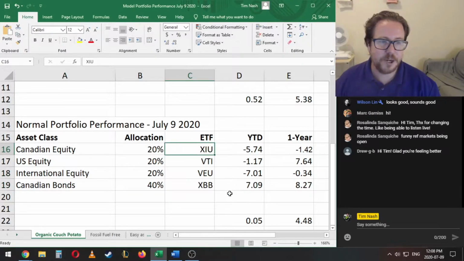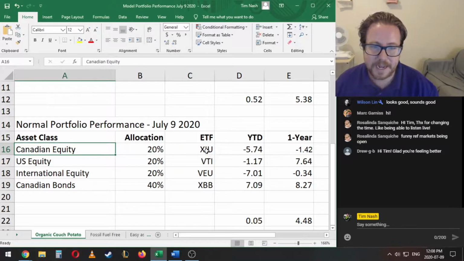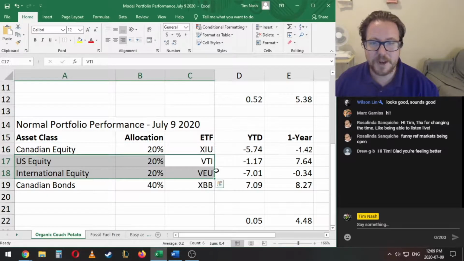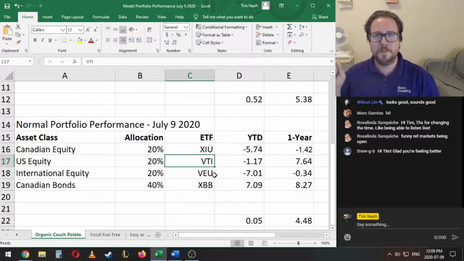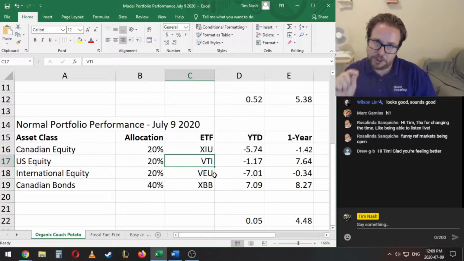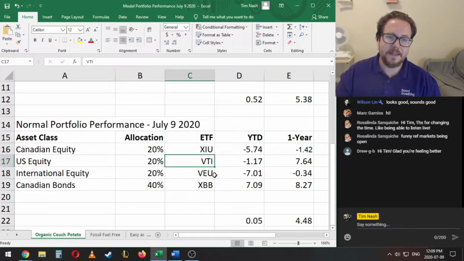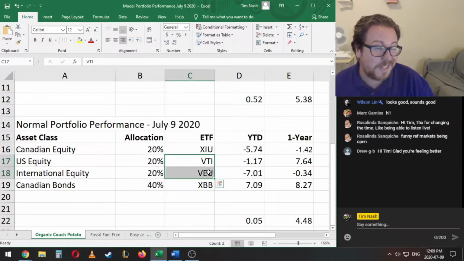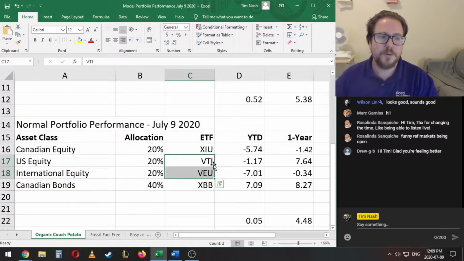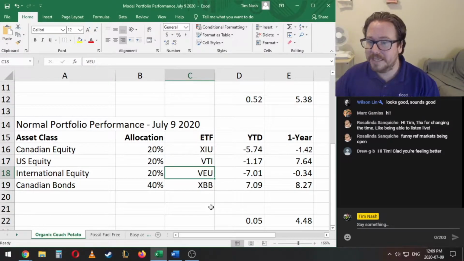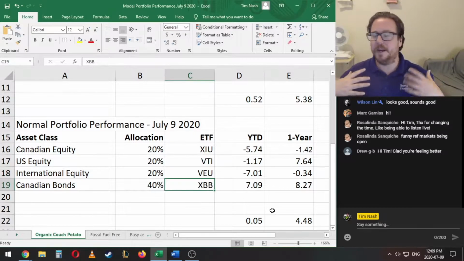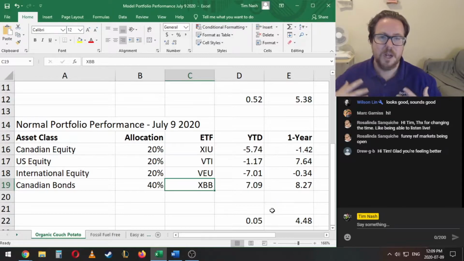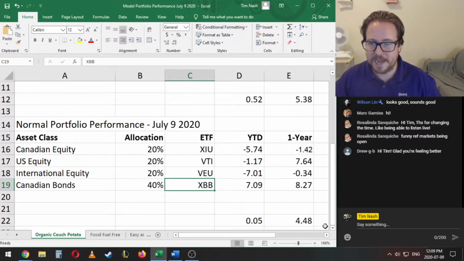The ETFs that I chose: XIU, very standard Canadian equity ETF. The US and international ones, I did go with US dollar ETFs. Most of my model portfolios do include US dollar ETFs for the majority of the non-Canadian assets, so I wanted to keep things as consistent as I could. So that's why I chose these US dollar ETFs there. And then for Canadian bonds, I've got XBB, which is again a very, very standard non-sustainable bond ETF.